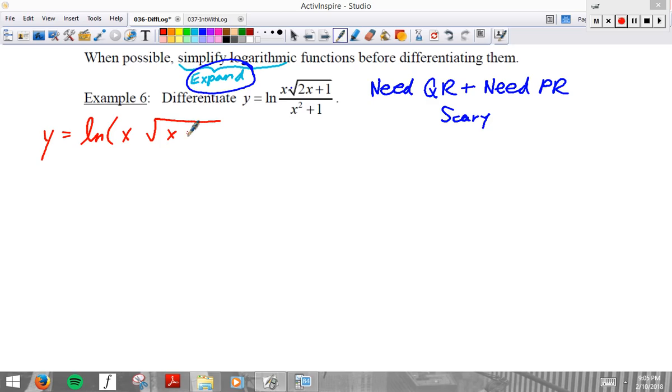So I'll keep the top the same, 2x. Minus, because dividing inside a log can change to minus outside a log. And then multiplying inside a log can be changed into adding outside a log.